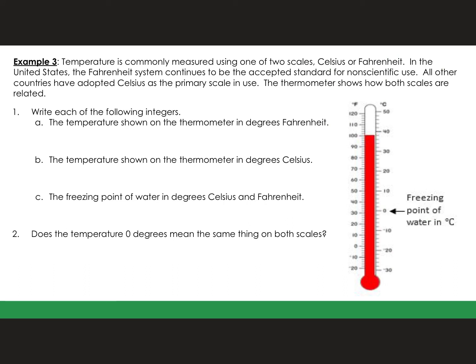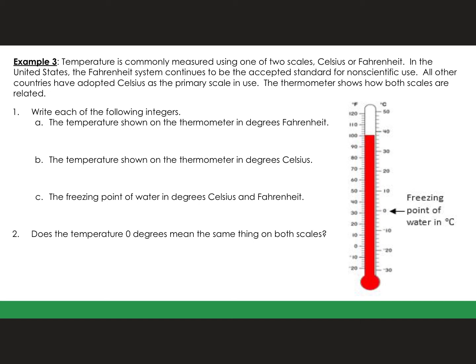Temperature is commonly measured using one of two scales, Celsius or Fahrenheit. In the United States, the Fahrenheit system continues to be the accepted standard for non-scientific use. All other countries have adopted Celsius as the primary scale in use. The thermometer shows how both scales are related.